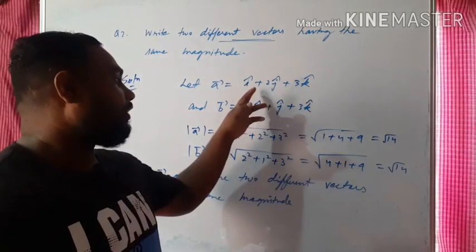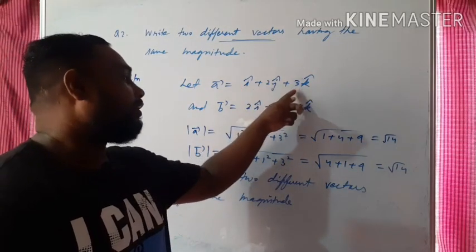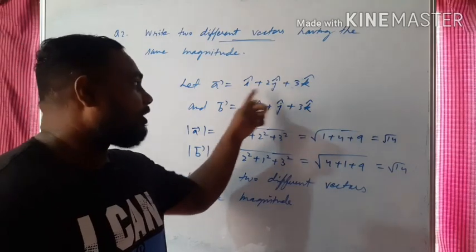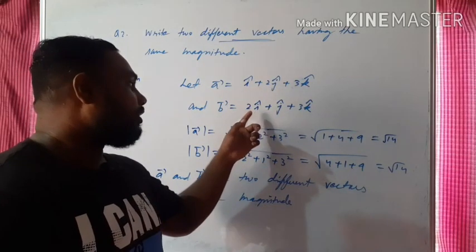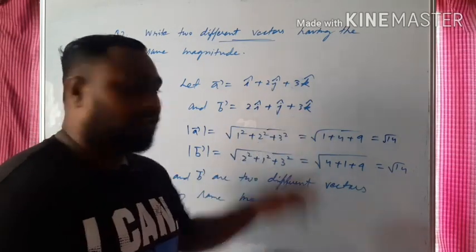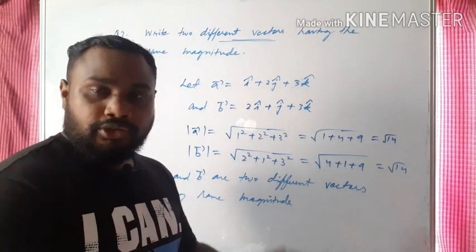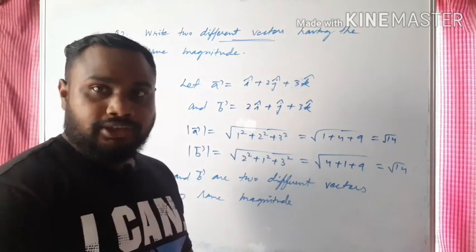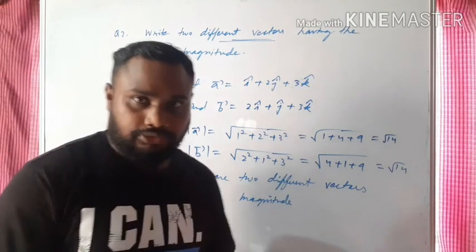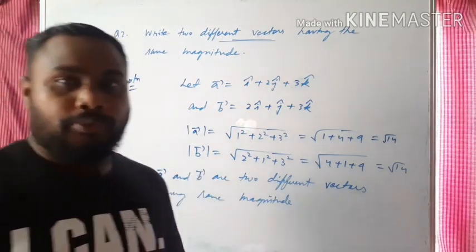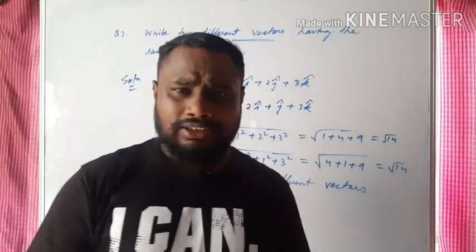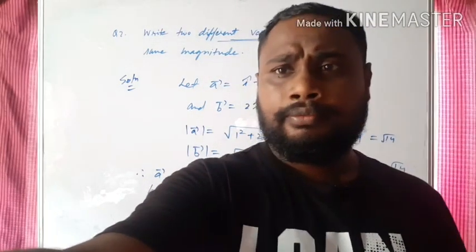Say for example, if I am writing here 5, 6, 7, then I will shift the numbers. Let me write 7, 6, 5 in the next vector. So they will become different vectors, isn't it? This is very easy. Hope you have understood. So let us see the next question.